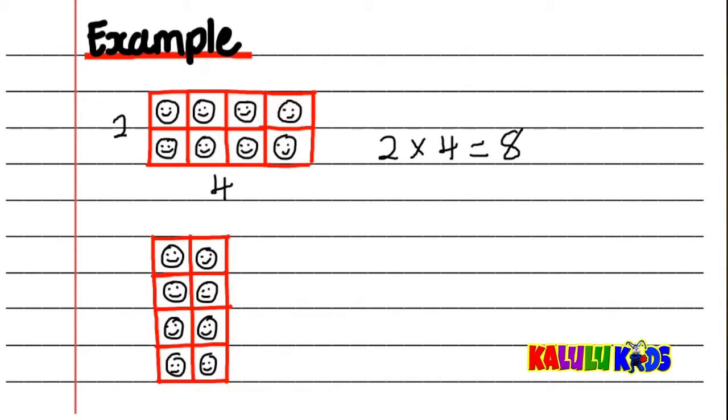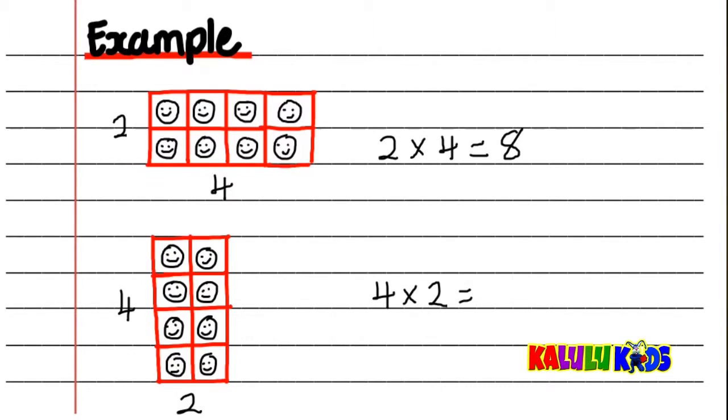The number of columns is now 2 and the number of rows is now 4. We always start with the rows, so this is now representing 4 rows and 2 columns. And the multiplication sentence should be 4 times 2. Now, let's count the total number of objects in that array. 1, 2, 3, 4, 5, 6, 7, 8.